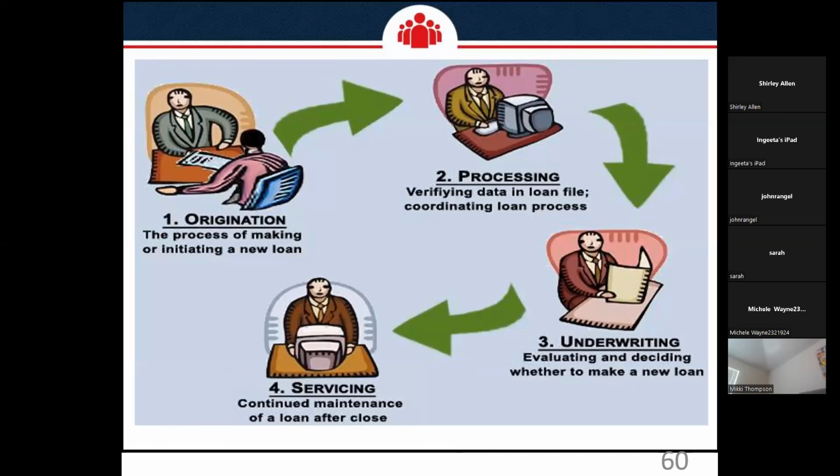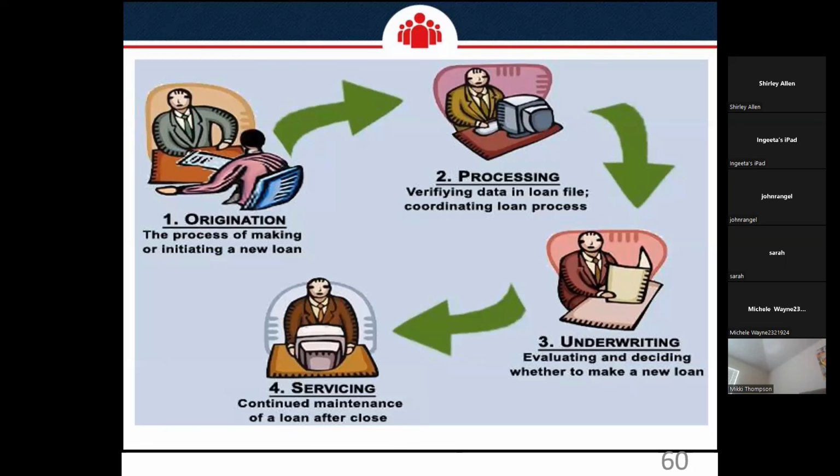Once the processor has done that, they send that file to the underwriter. The underwriter is working for the bank. They're not your friend, they're the bank's friend. Their responsibility is to mitigate any type of loss that could happen to their bank. So they're evaluating and deciding whether the information verified by the processor is sufficient for them to make a decision whether or not to fund this loan. If they don't have everything they need, they request it from the processor. If the processor doesn't have it, he requests it from you, the MLO.